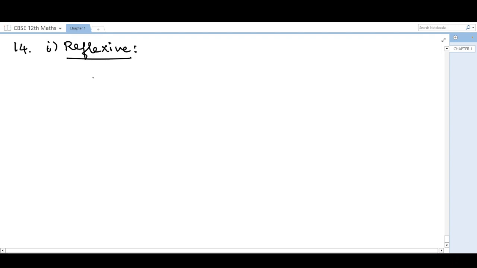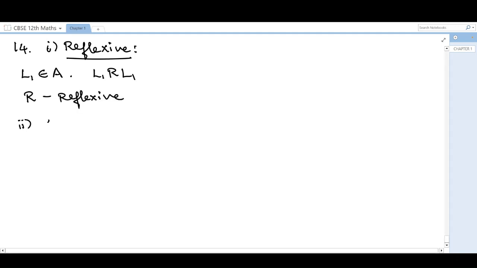The relation R is defined such that if the line L1 is parallel to L2, then we can say L1 is related to L2. So let us consider a line L1 from the given set A. It is to be noted that every line is parallel to itself. So L1 is related to L1. Therefore, the relation R is reflexive.